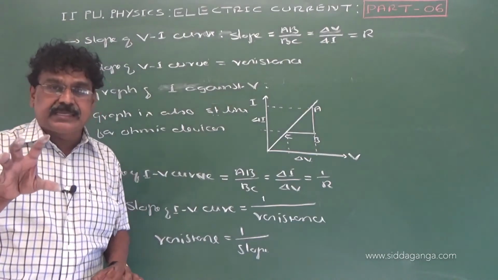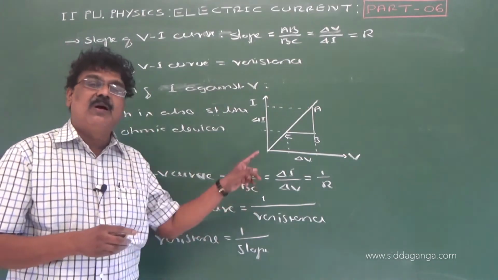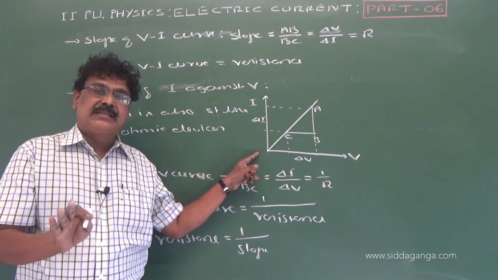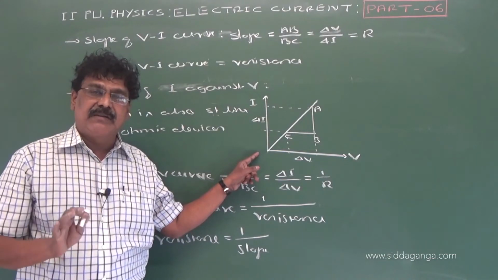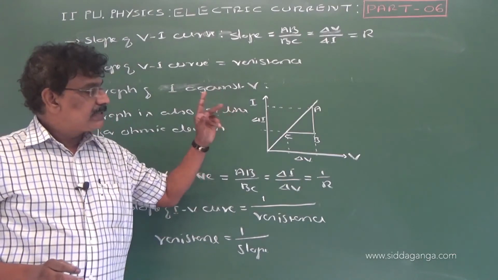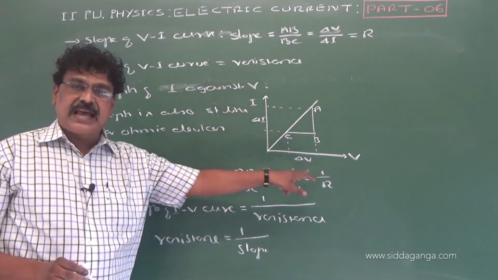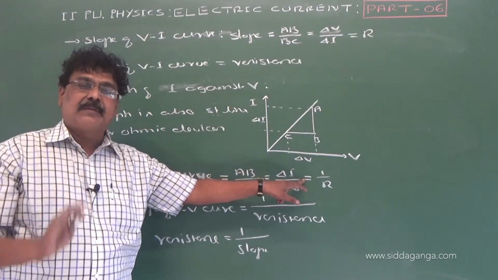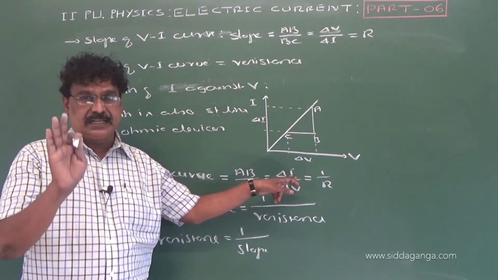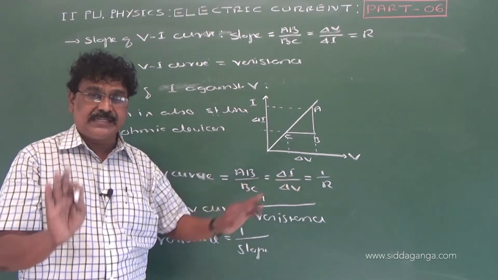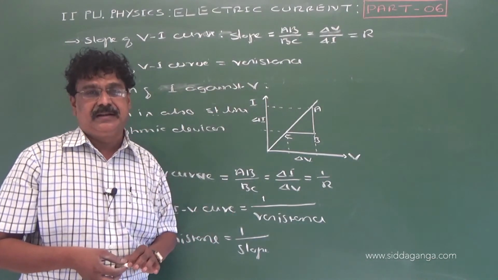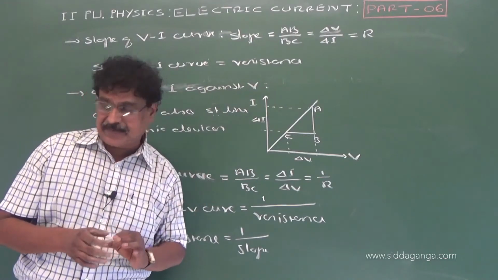So generally we can plot I against V or V against I. In both cases we will obtain a straight line passing through the origin, which means the slope always remains constant. That means V by I is always equal to a constant. But in the previous case of V against I, the slope directly represents resistance, whereas in the IV graph the reciprocal of the slope represents resistance. Now we are having two types of graphs, therefore don't get confused here.